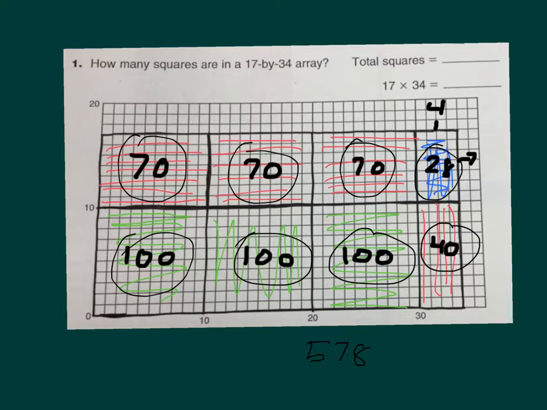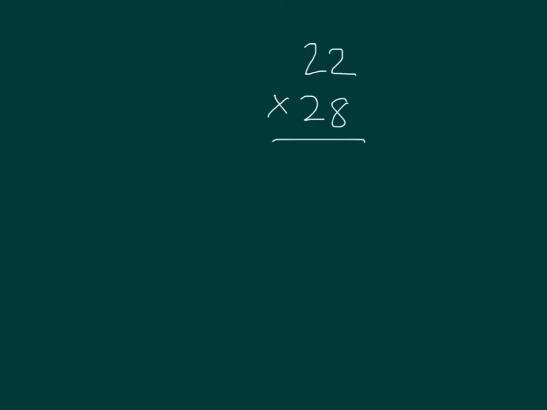I verified it. Let's try it with this problem now. 22 times 28. So again, I'm going to ask myself, what is 22 if I'm thinking about place value? Well, it's the same as saying 20 plus 2. I have 2 groups of 10 or 20 and 2 ones. And what's 28? Well, it's really 20 plus 8. Again, I have 2 groups of 10, meaning 20, plus 8 ones.